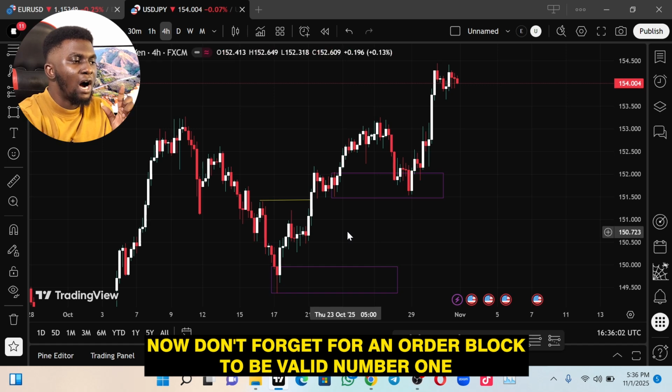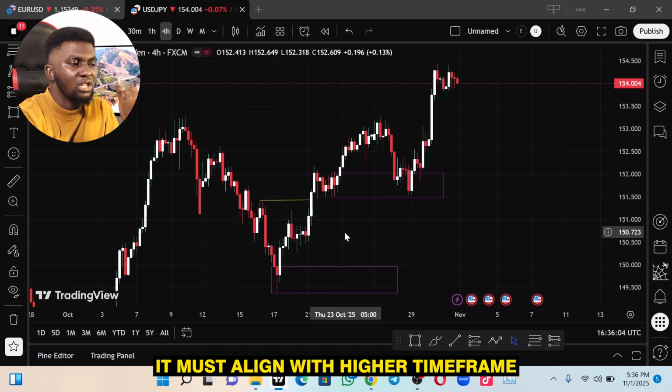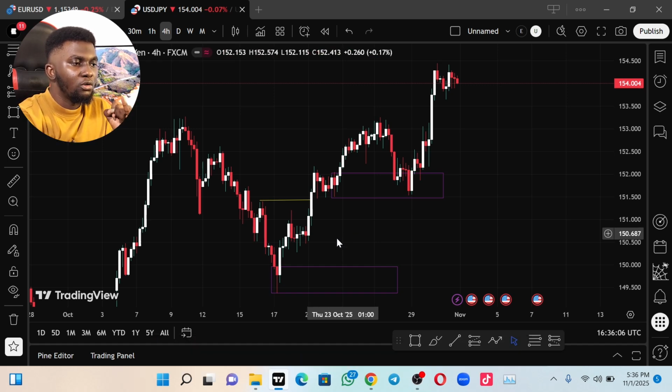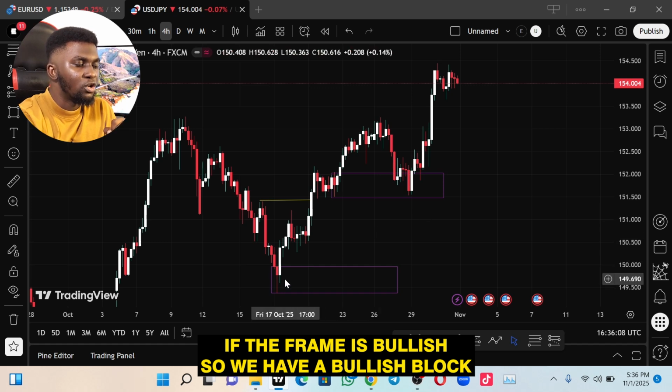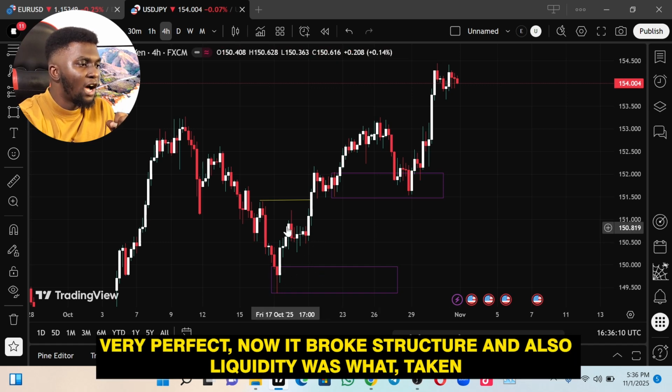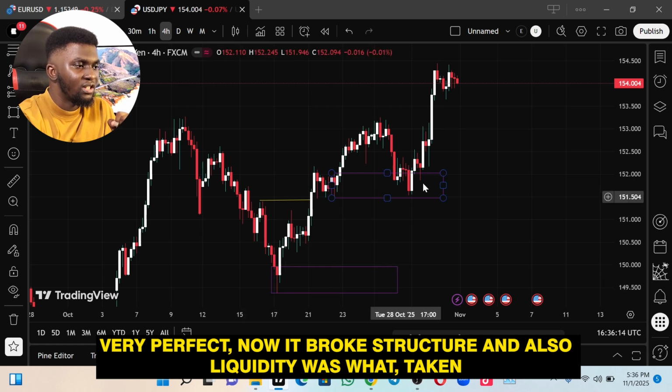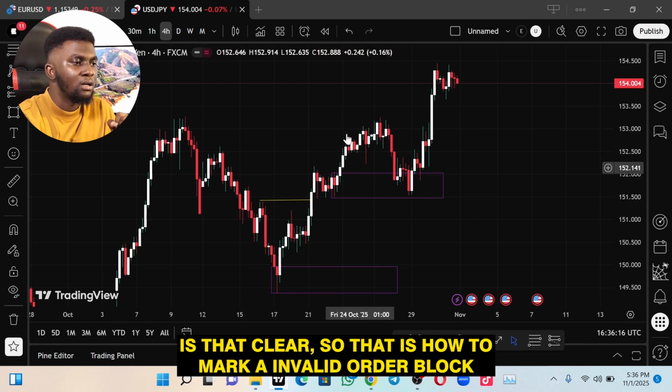Now, don't forget, for an order block to be valid, number one, it must align with the higher time frame. The higher time frame is bullish, so we have a bullish order block. Very perfect. Now, it broke structure and also liquidity was taken. Is that clear? So that's how to mark a valid order block.